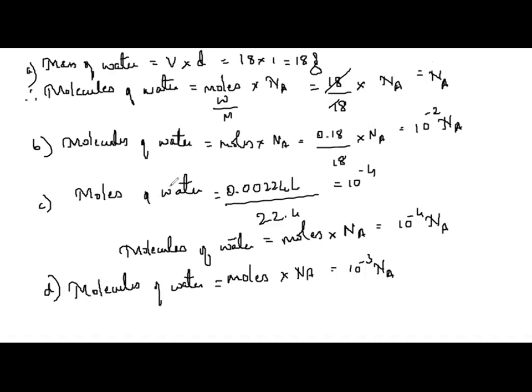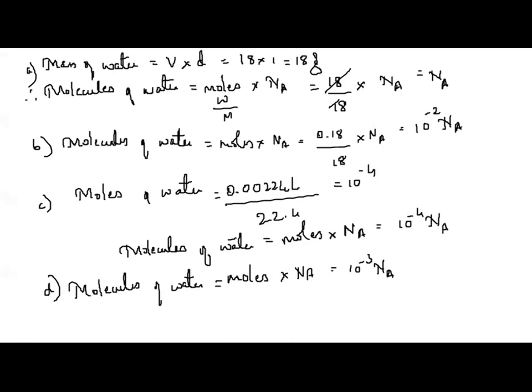How to find the moles when volume is given? Given volume upon molecular volume, gram molecular volume, we know, 22.4. That comes into Avogadro. This is moles of water. Then find the molecules of water, moles into Avogadro number, 10 raised to minus 4 into Na. Last option, molecules of water, directly moles are given, 10 raised to minus 3 into Avogadro number. So where is the maximum number of water molecules? 10 raised to minus 3 is less, 10 raised to minus 4 is least, 10 raised to minus 2 is less, but this is more. So option A is the correct option.